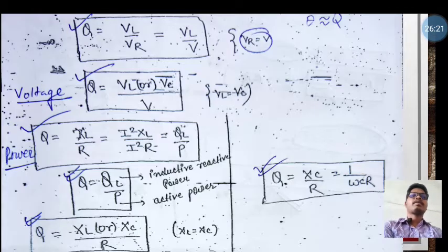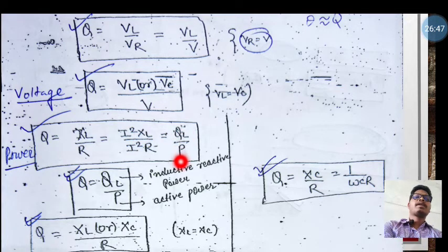Okay, like that, remember. Q is equal to VL divided by VR, that is VL divided by VR is equal to V, that's why we are taking V here. Or if we take the voltage, Q is equal to VL or VC divided by V. Or if we take the power, QL is equal to XL divided by R, that is I square XL divided by I square R, that is power dissipation across the resistor and power dissipation across the inductor.